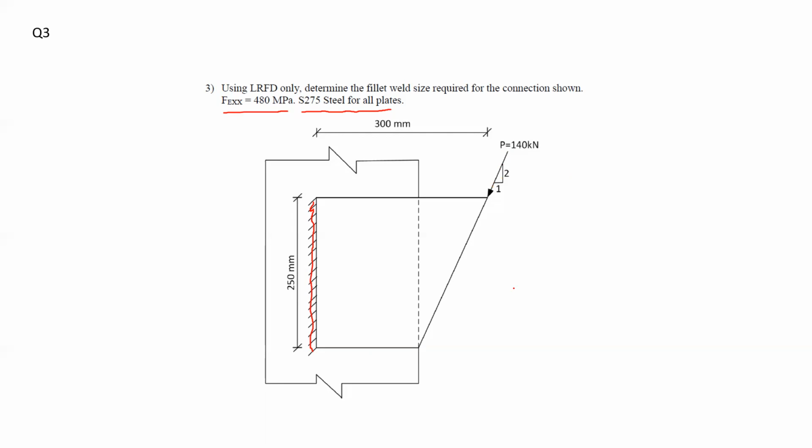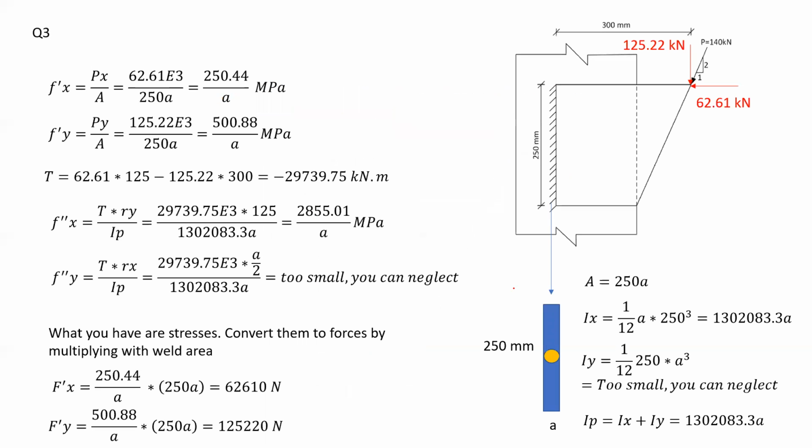So I have to determine the fillet weld size in this problem. If we consider, first of all, the vectors of the force that is applied, I want to take the forces in the X and Y directions. If you consider the one in the Y direction, you have the force equal to 125.22 kilonewtons in the downward direction, caused by the 140 kilonewtons at specific inclination, and 62.61 at the negative X direction. Of course, if this is your positive X and this one is positive Y. And you have all the forces set in here.